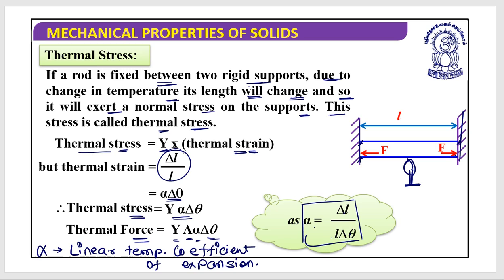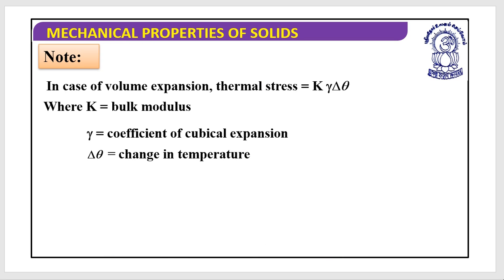Now suppose we look at this in the case of volume expansion. Then the thermal stress could be written as K into gamma into delta theta, where K is the bulk modulus, gamma is the coefficient of cubical expansion, and delta theta is the change in temperature. I hope this is clear. Great. So now let's get ready for the numericals based on this.